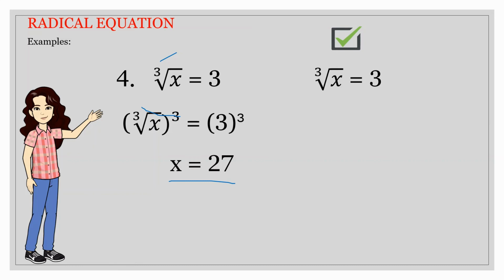Let us check now. Cube root of x, meaning you have cube root of 27 is equal to 3. So cube root of 27 is 3, which is equal to 3. And that is correct.